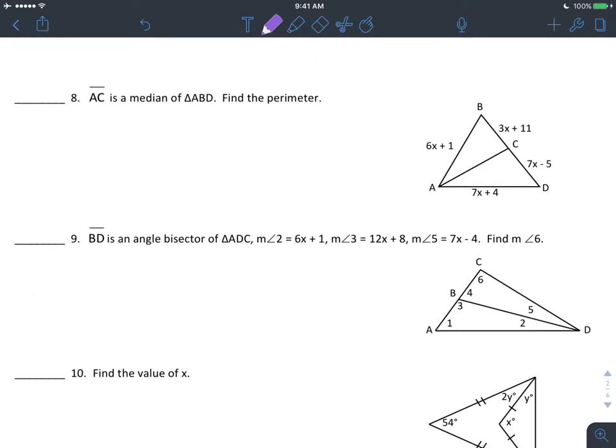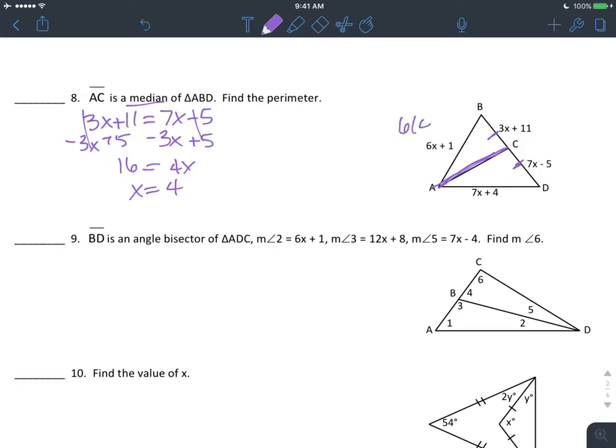All right, AC is a median. So if AC is a median, it means it cuts this in half, so those two parts are equal. So 3x plus 11 equals 7x minus 5. If we subtract 3x from both sides and add 5 to both sides, we're going to get 4x equals 16, so x equals 4. Then it asks us to find the perimeter, so we're going to plug that back in.